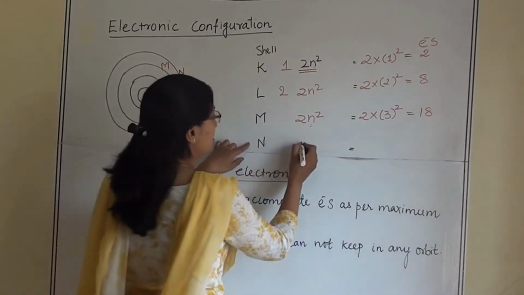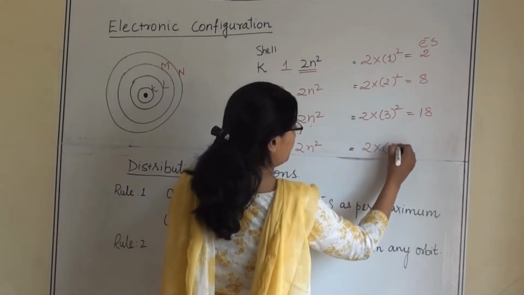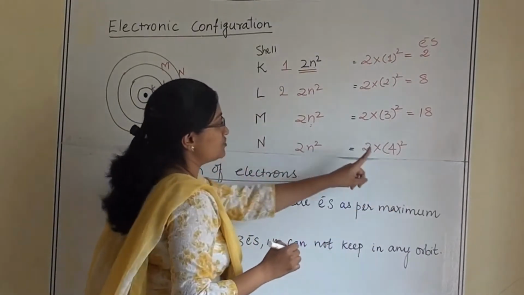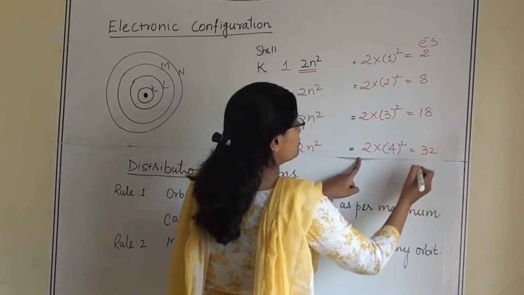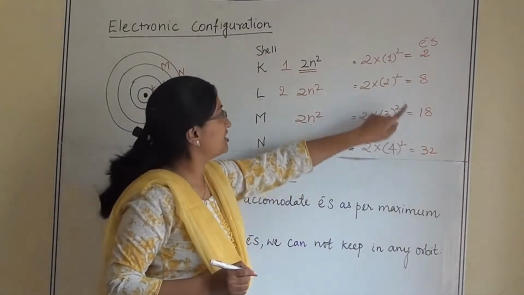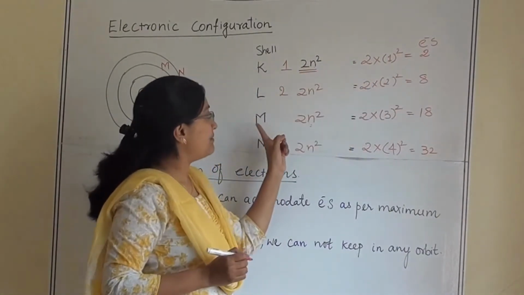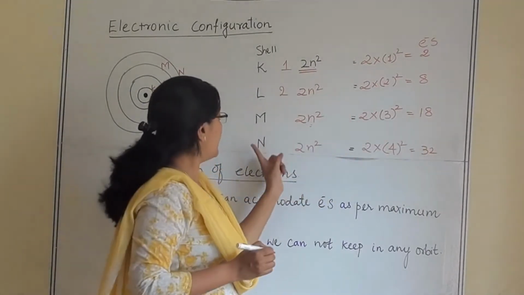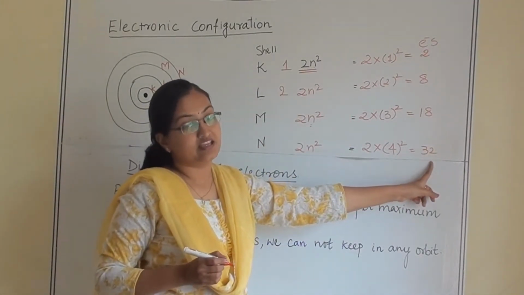N is our fourth orbit. So it will be 2 into 4 square. So it is going to be 16 into 2, 32. So these are the maximum capacities of each and every orbit. K can accommodate 2, L can accommodate 8, M can accommodate 18 and N can accommodate 32 electrons in their orbits.